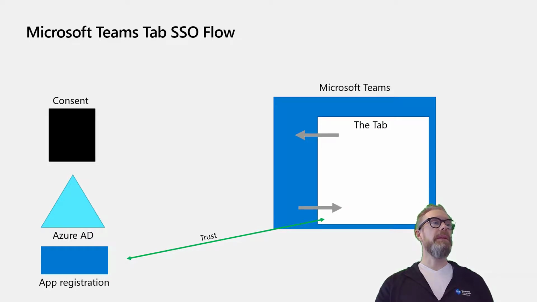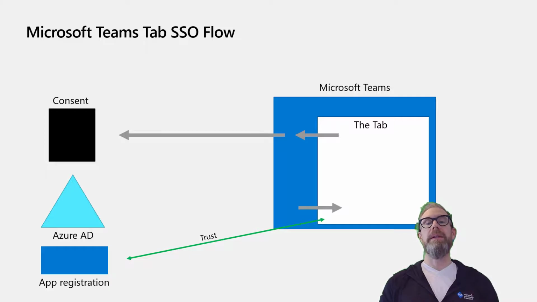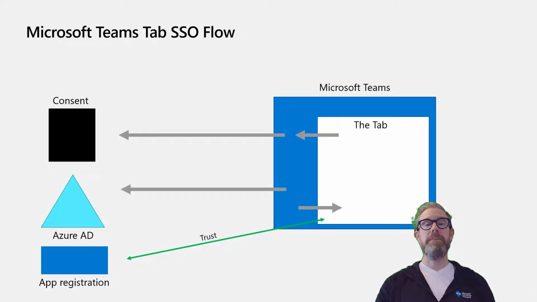The tab will then call back using the JavaScript SDK and ask for the identity of the user. If this application isn't consented by either an admin or the user previously, you might get that consent pop-up or consent request back, and you need to implement that on your own. And I'll show you in the demo, the code will actually contain some sample on how to do that.